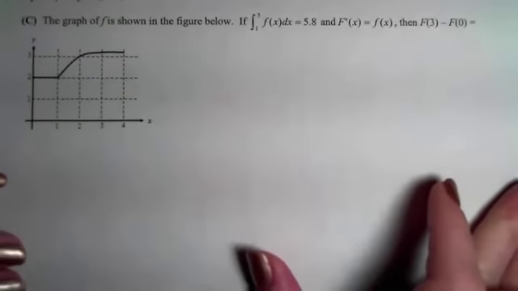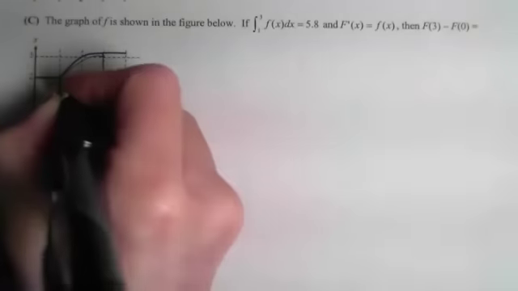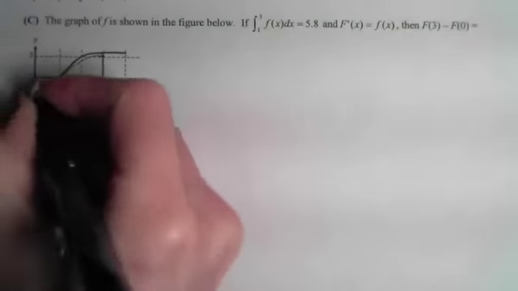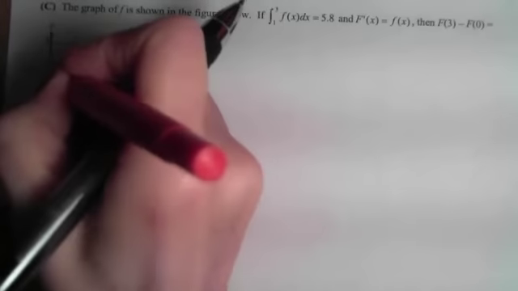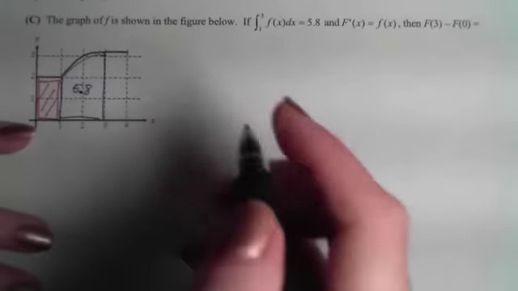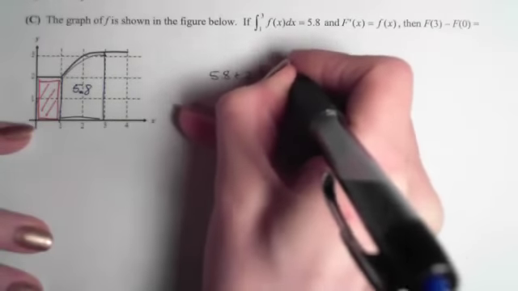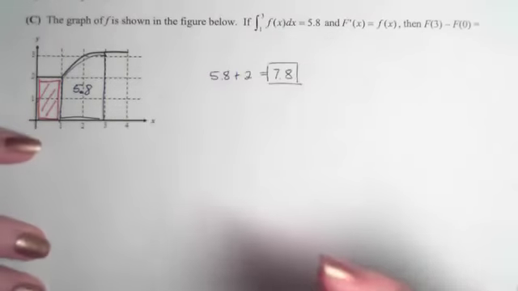Next one, I told you the accumulation again from 1 to 3. So this section right through here is 5.8, and then I want from 0 to 3. So I will be adding on these additional 2 units. So my answer will be 5.8 plus 2. And we're done.